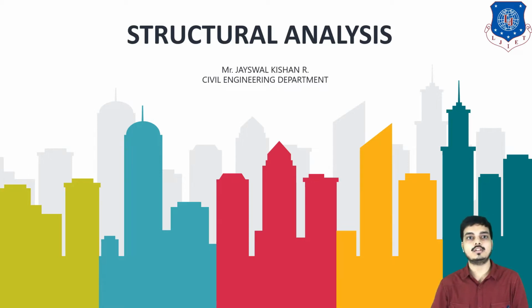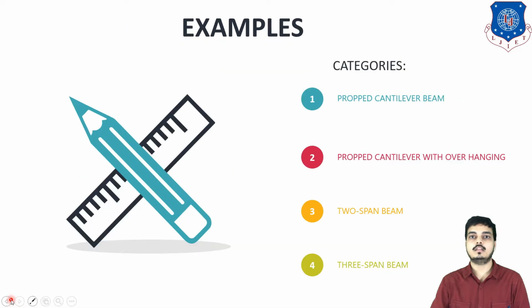Now today we are in session number 4 of influence line diagram for indeterminate structure. So let's start. In today's session, we will be considering a beam with two spans. Let's start our example.